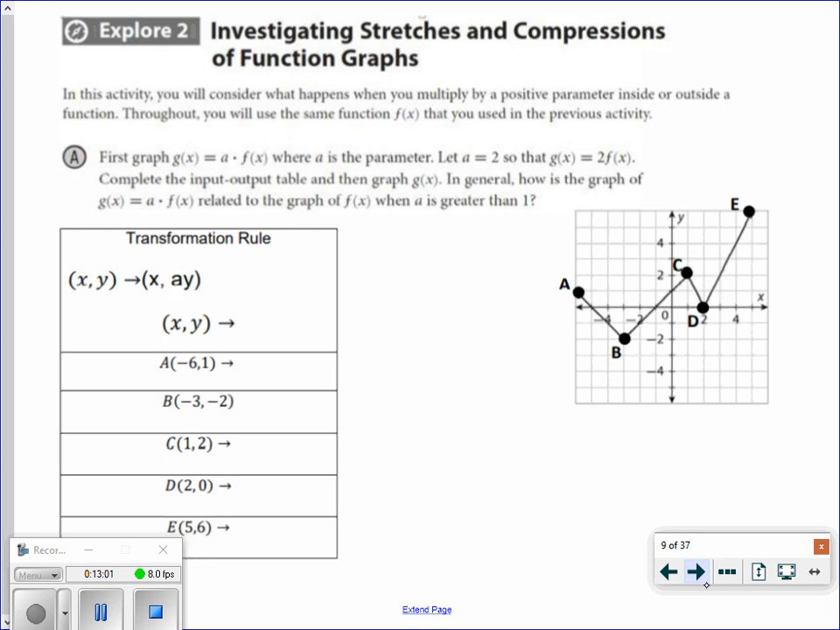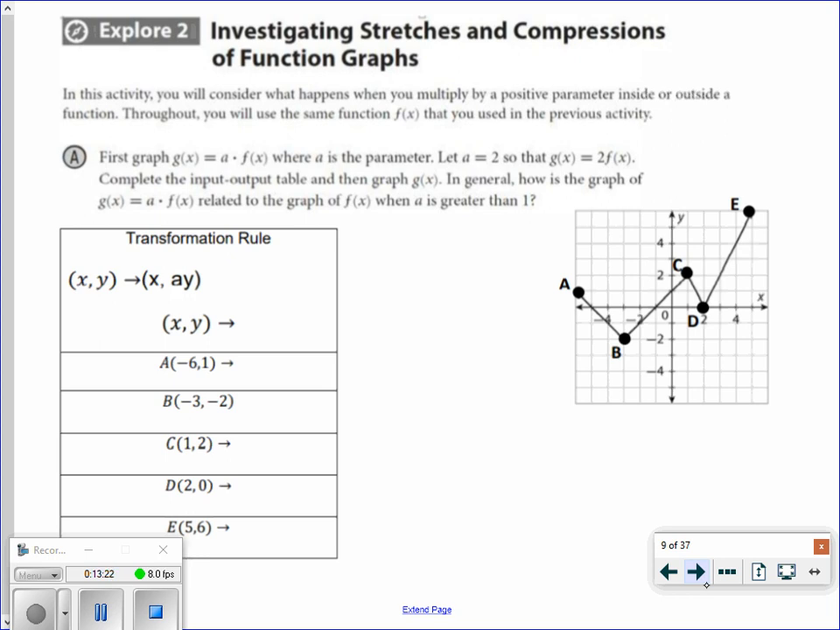Now we're going to talk about stretches and compressions of functions and function graphs. So we talked about our h and k terms, where we have translations left, right, up, and down. Now we're going to talk about our a and b terms, where we stretch or compress and even reflect the graphs. All right. So it sounds a little confusing, but we're going to break it down part by part.